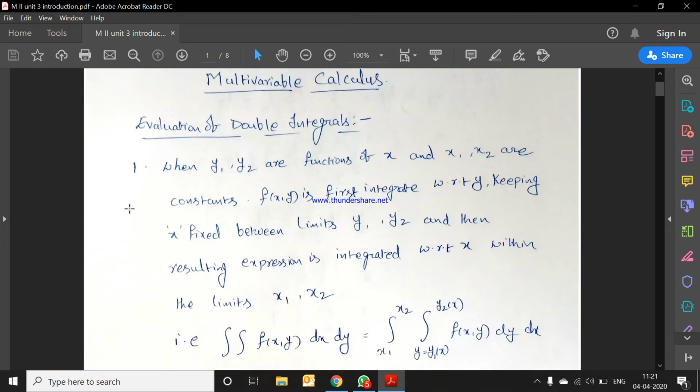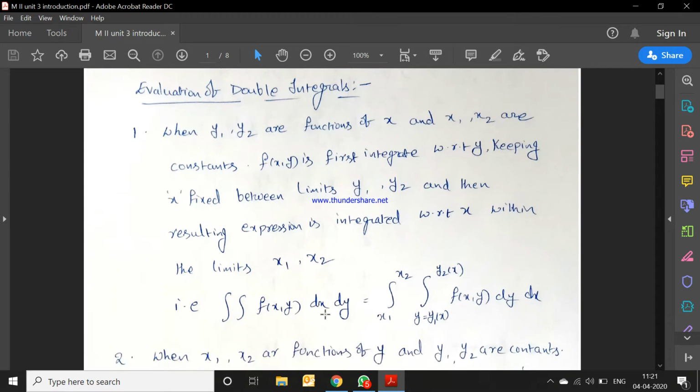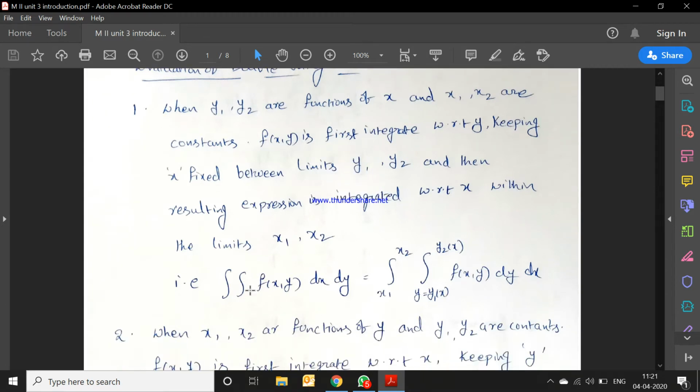Here first we have to integrate with respect to y, because y is a function of x. So x is constant, so that's why we can integrate with respect to y first. After that we can go to x, because x has constant limits. This one we write as double integral f of x, y dx dy equal to integral x1 to x2, integral y1 of x to y2 of x, where y is a function of x, f of x comma y dy dx.